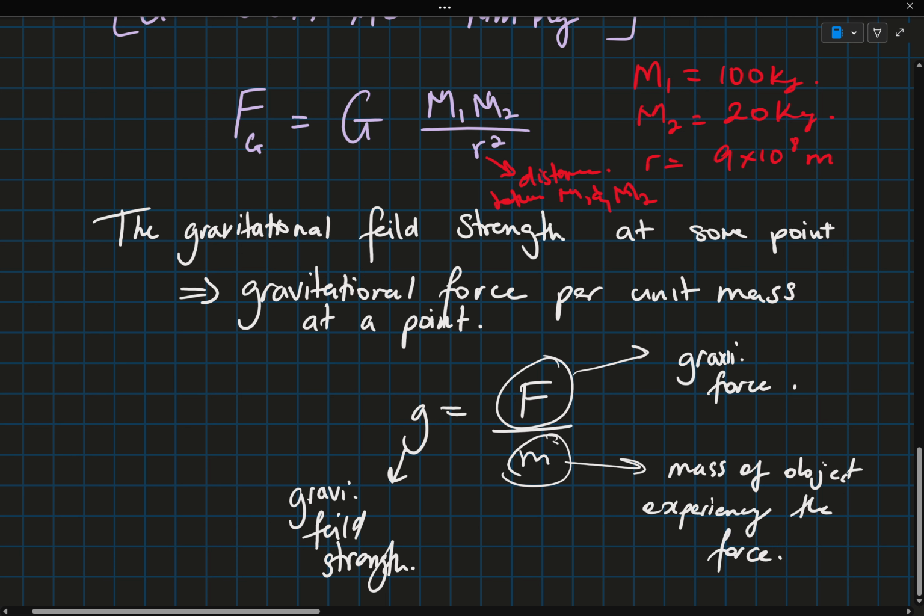The unit of g now. How do we get the unit of g? What would be the unit of g here? Anyone? We have force, which is newtons, over mass, which is kilogram. Therefore, it is newton per kilogram.